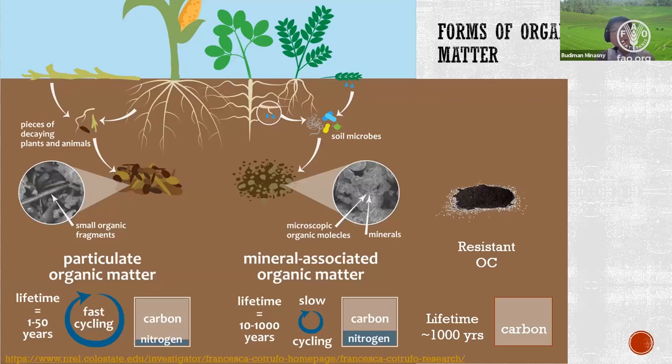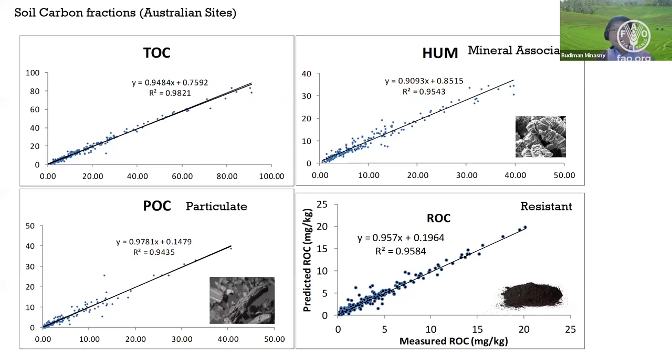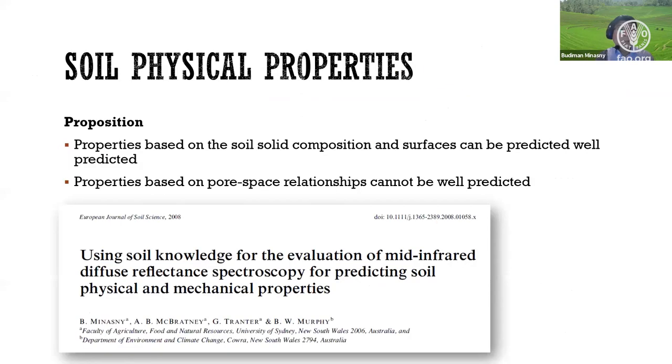And then there's the mineral-associated organic matter, that is organic matter that is complexed by the mineral. And then there's a resistant organic carbon, such as char or other organic carbon that has become resistant due to the process. Now people have tried to differentiate it into particulate organic matter, mineral-associated organic matter, and resistant organic matter. Now we have evidence that we can use mid-infrared for this as well. This is not just the total organic carbon, but also the different types of carbon, the particulate, the mineral-associated and the resistant organic carbon, which can be well predicted.